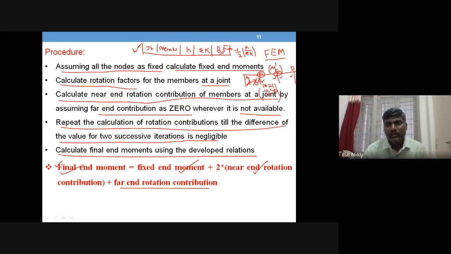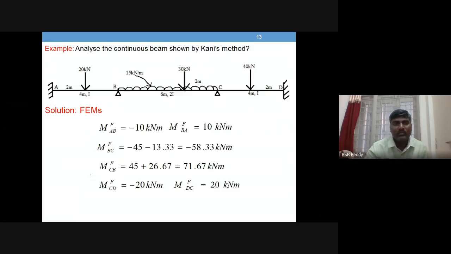Next session we will discuss an example of how to solve. This is the procedure for solving by Kani's method. We'll follow these discussed steps to solve an example in the next class.